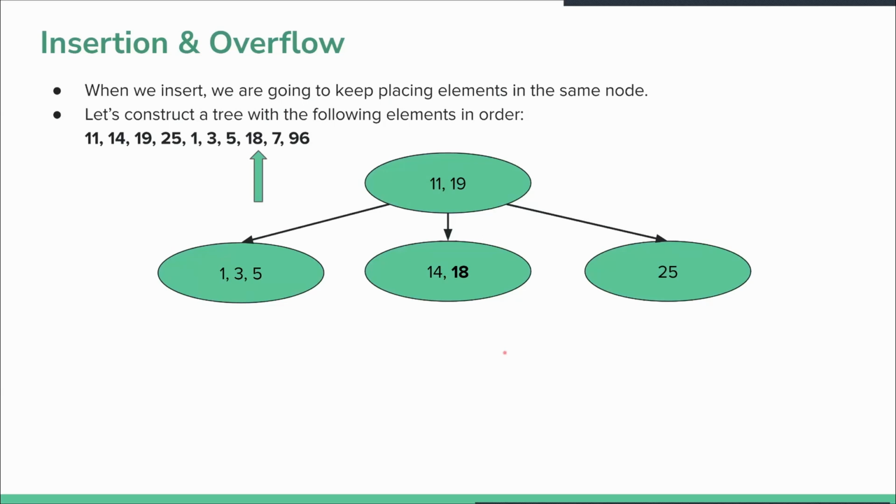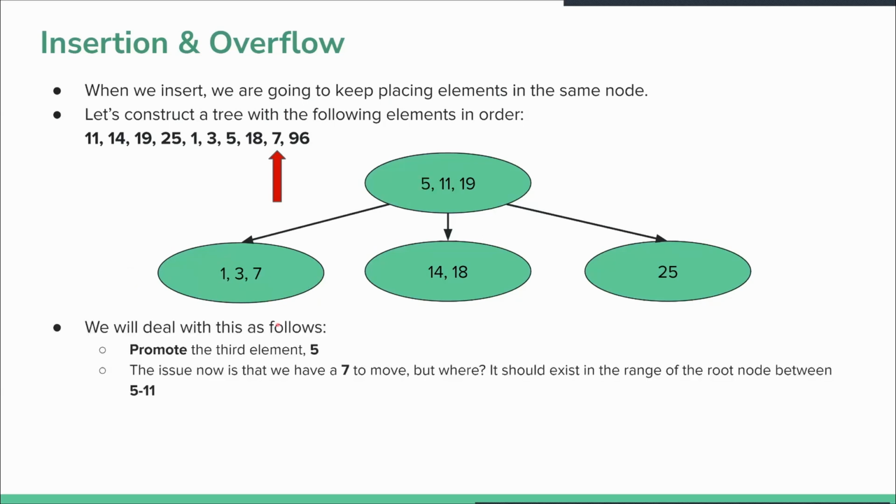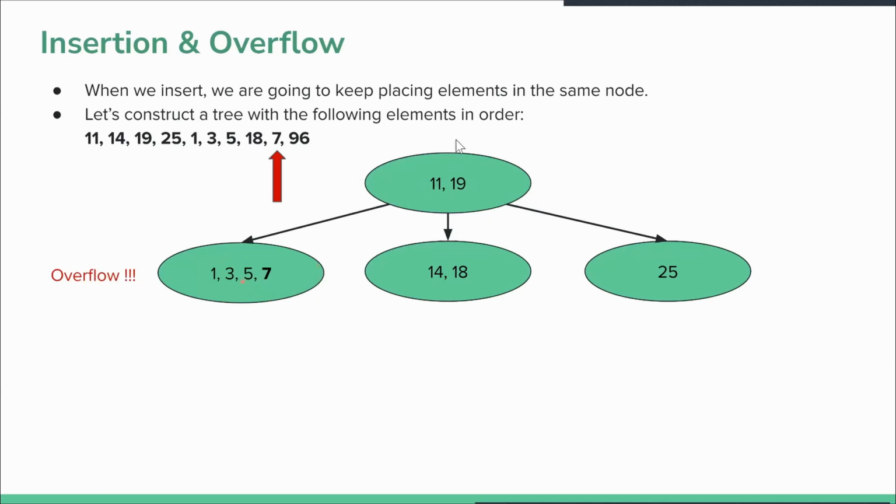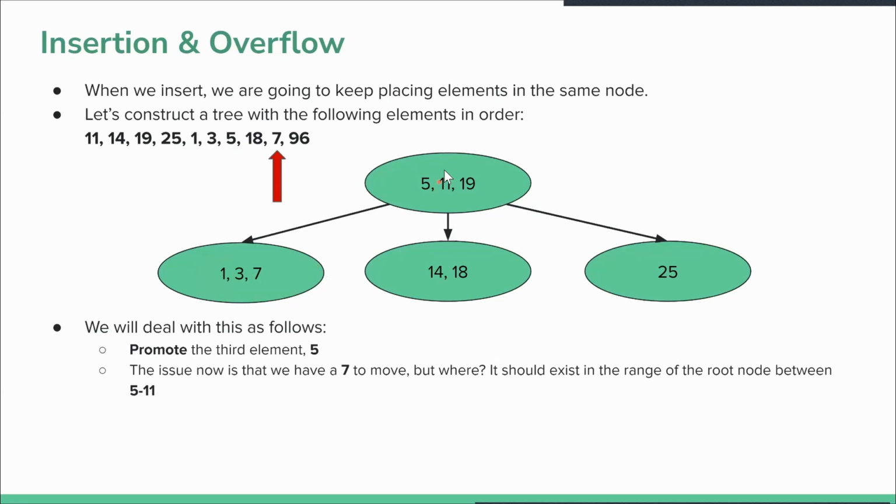We're going to go to our 7. We're going to see we have an issue. We have another question mark node. What is it, a 5 node? Not possible. So we're going to go ahead and do the same thing. We promote this 7. Or sorry, I meant to say 5. We promote 5, and this is going to be in order of least to greatest: 5, 11, 19. But the issue is now we have a 7 to move, just as we did before. But where do we move it, right?